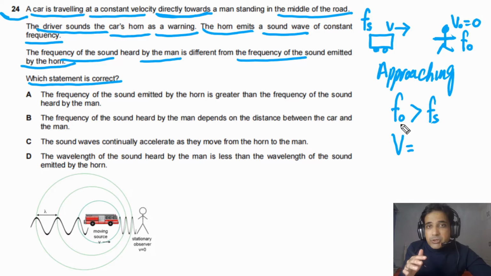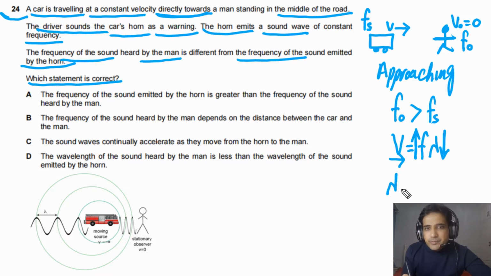It will not change because the medium is the same and the type of wave is the same. So the speed will remain constant, and speed is equal to f times lambda. If f increases, it means lambda will decrease. So simply we can say in this case, lambda observed will be smaller than lambda of the source, meaning the wavelength of the wave produced by the source.